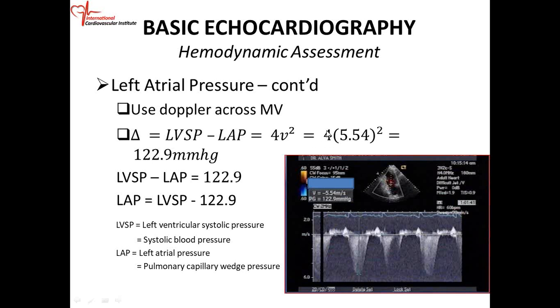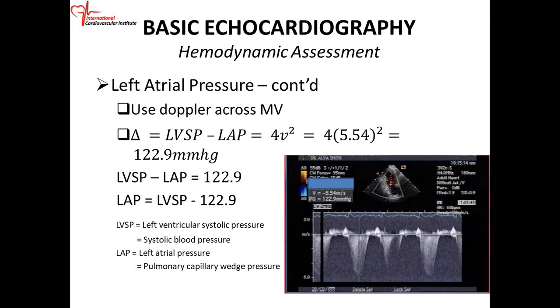So you square it, you multiply it by 4, and that gives you the gradient between the LV and the left atrium. You want the left atrial pressure. So your left atrial pressure is your LV systolic pressure minus the gradient. So LV systolic pressure is just your systolic blood pressure, unless there's an obstruction there.